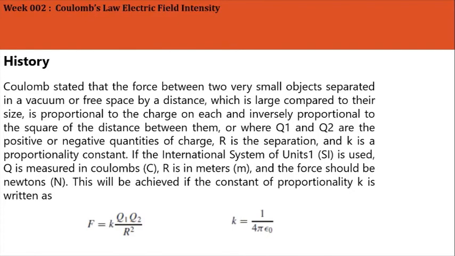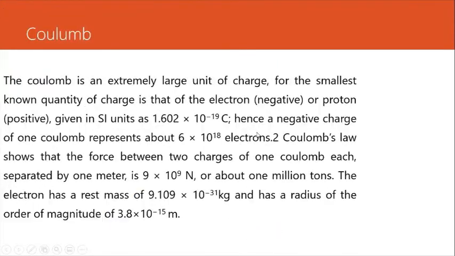Okay, we substitute here. That will be 1 over 4 pi times the permittivity, which will be equal to 8.99 times 10 to the 9. Okay? Later, we have an example of that equation.